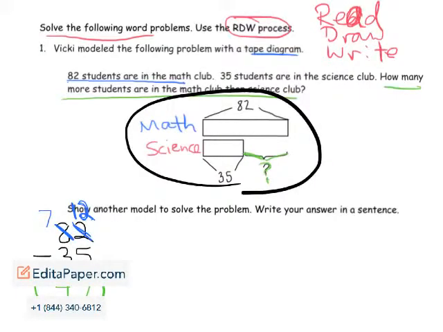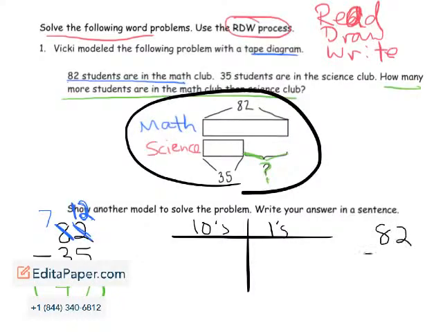Another way that we could model the problem is to use that place value chart. So here's our 10s, here's our 1s, and we're going to model 82 minus 35. The way we're going to model that is by modeling 82. So there's 80, as in 8 tens, and then there's 2 1s, and I forgot to draw my little line there. So there we've modeled 82.